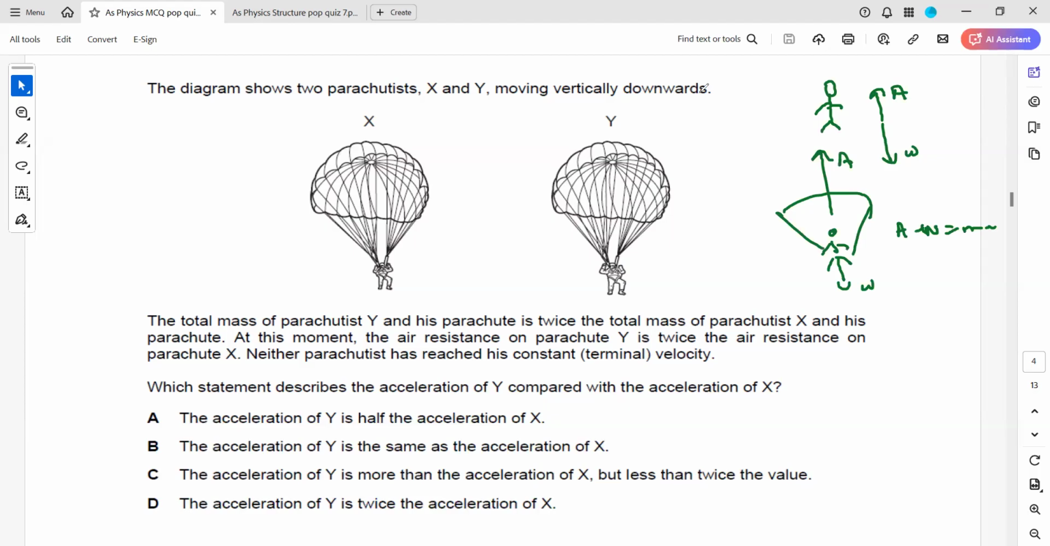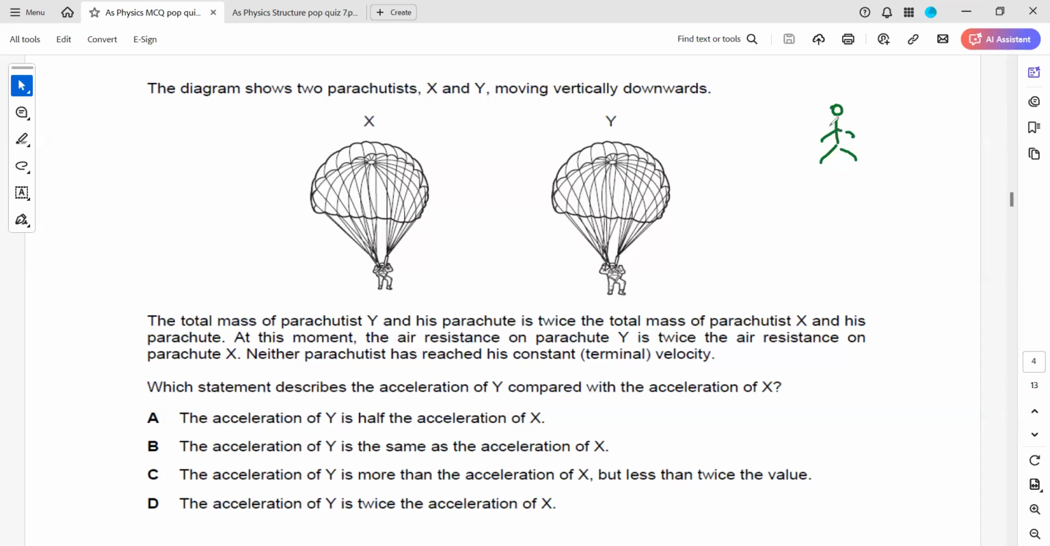If the parachute is opened without first reaching a terminal velocity, in that case, because in the question they did not specify, and neither of the parachutists has reached a terminal velocity, weight is acting downward, air resistance is acting upward. The moment they open the parachute, I can say weight is greater than the air resistance. But because the parachute is open, the air resistance should be more.